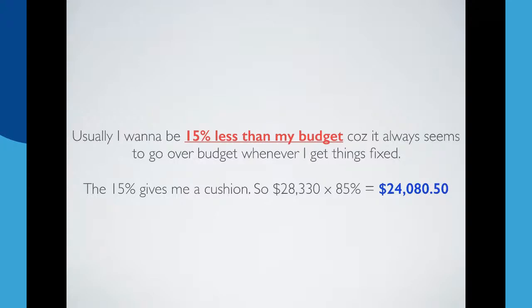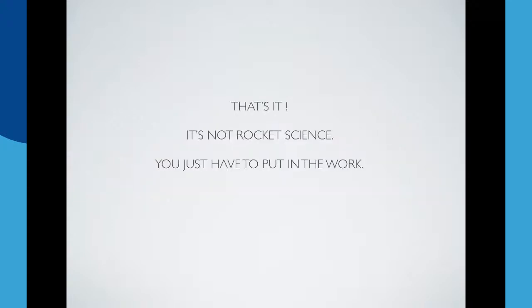So if the budget I have is 28,330, I multiply that by 85%, removing 15%. Therefore, the remaining amount is 24,080.50. This means I want to stay at 24,000 to repair the house. I want to stay at this cost. Does that make sense? All right, so guys, that's it.